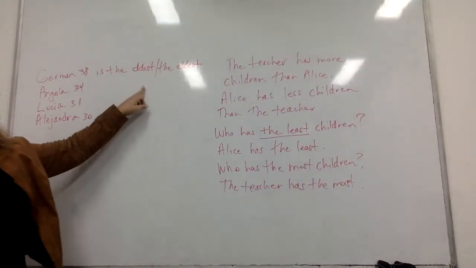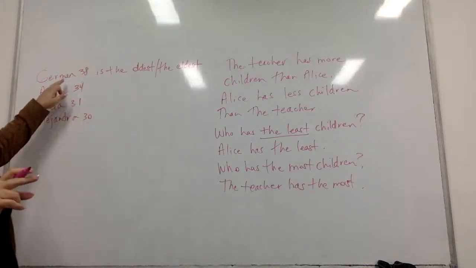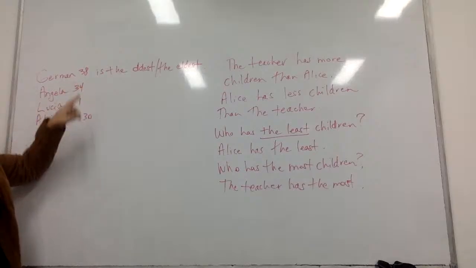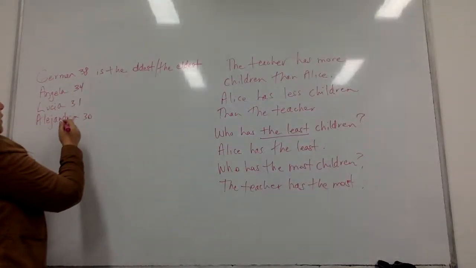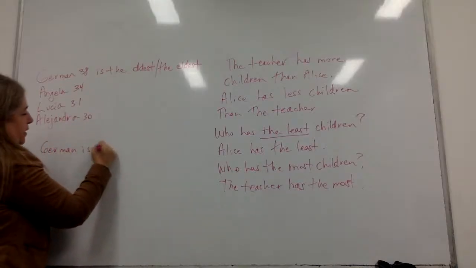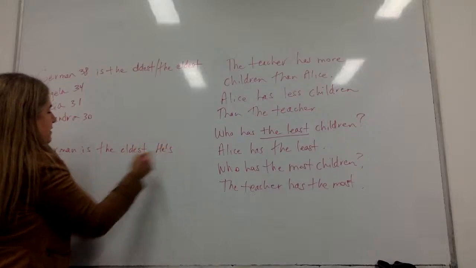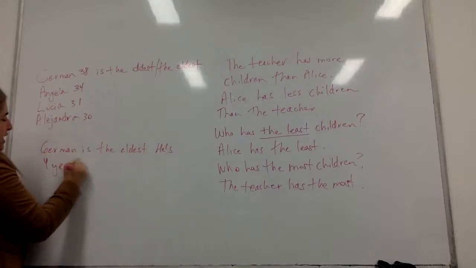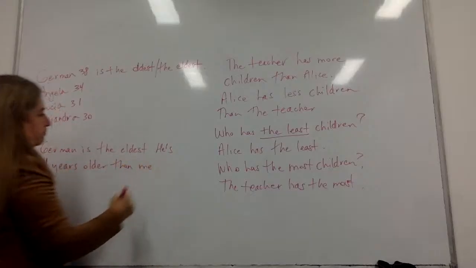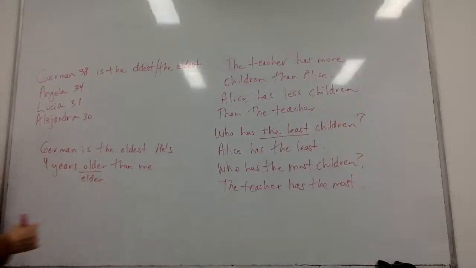Eldest is the same as oldest. So when I say, for example, now look at this. You see, Angela is 34. Germán is 38. So Angela can say, for example, Germán is the eldest. He's 4 years older than me.